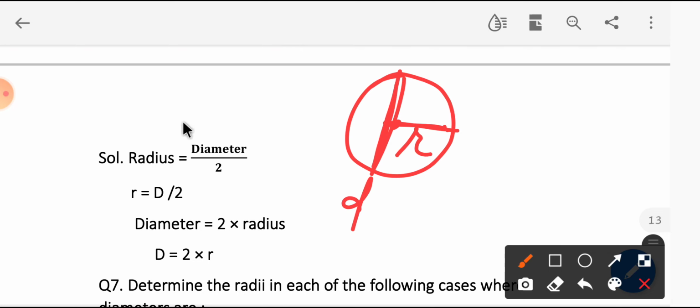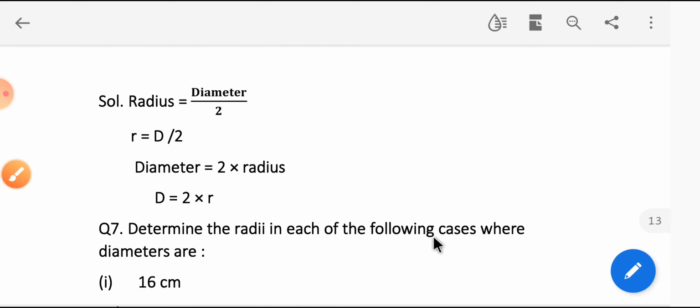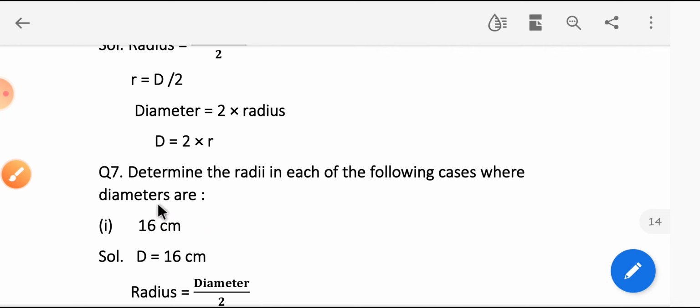So the relation is radius is equal to diameter upon 2, or r is equal to d upon 2, where r is the radius and d is the diameter, or diameter is equal to 2 into radius, so d is equal to 2 multiply r. So this relation you have to use in solving question number 7 and 8.